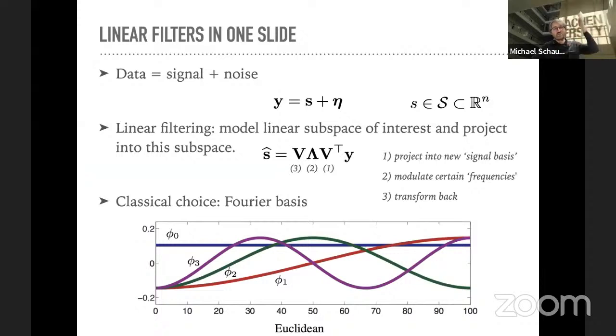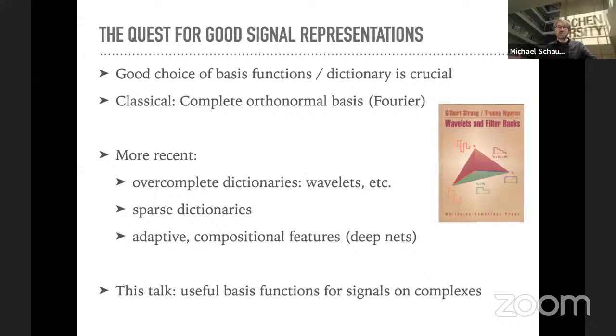But of course, the challenge in some sense, if you want to do signal processing, is you need to have a good model for your signal and a good model for your noise. And if you have that, then you can do interesting filtering operations, right? So the quest is on for good signal representations, and the classical example of a complete orthonormal basis, a Fourier basis, of course, dates back to ancient times.